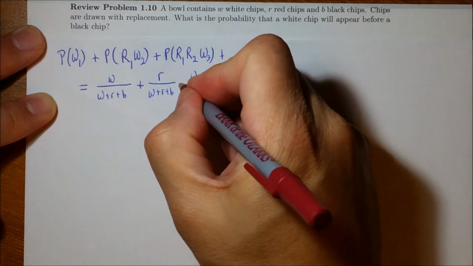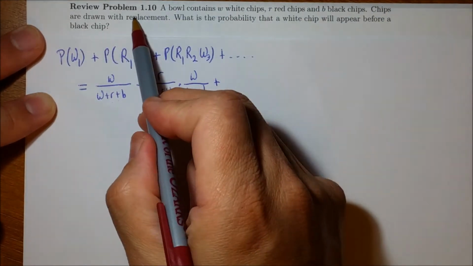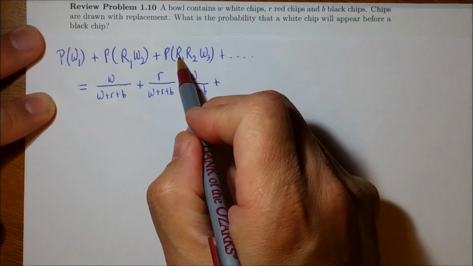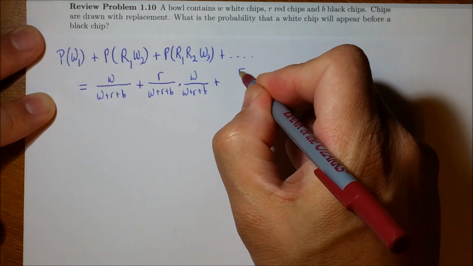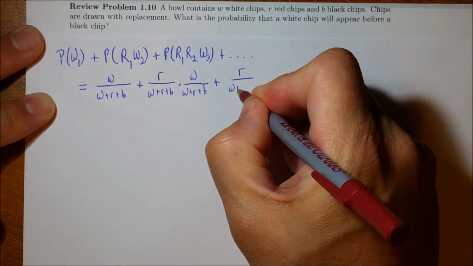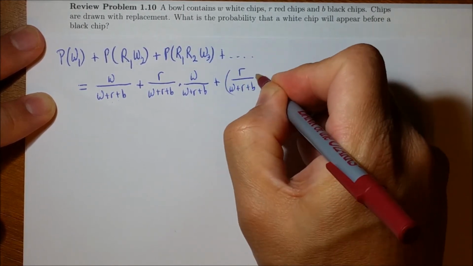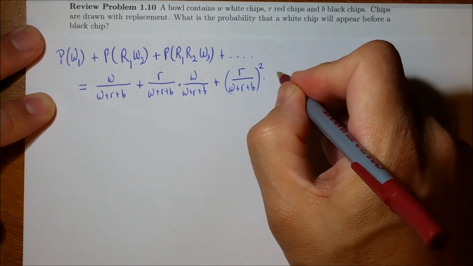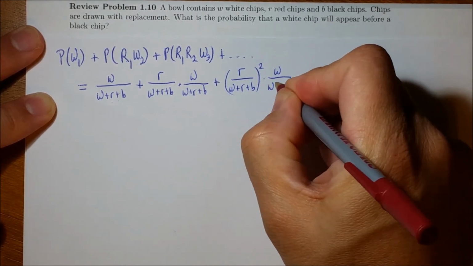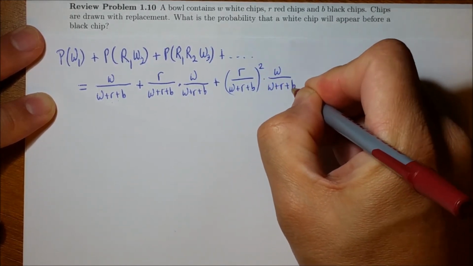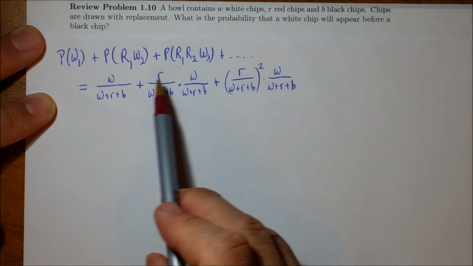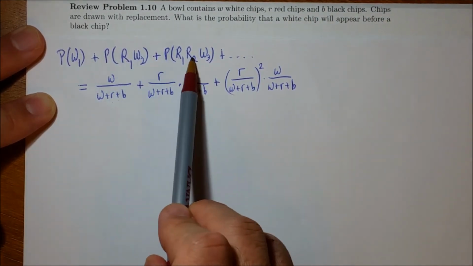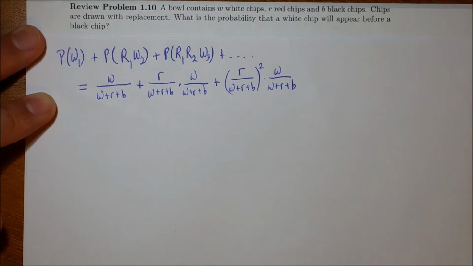And I can just multiply because these events are independent. We're drawing with replacement. Then the chance of drawing two red chips first would be R over W plus R plus B, squared, times W over W plus R plus B. And I can simply add these up because these events are mutually exclusive, so the probability of the union of these events is just going to be the sum.